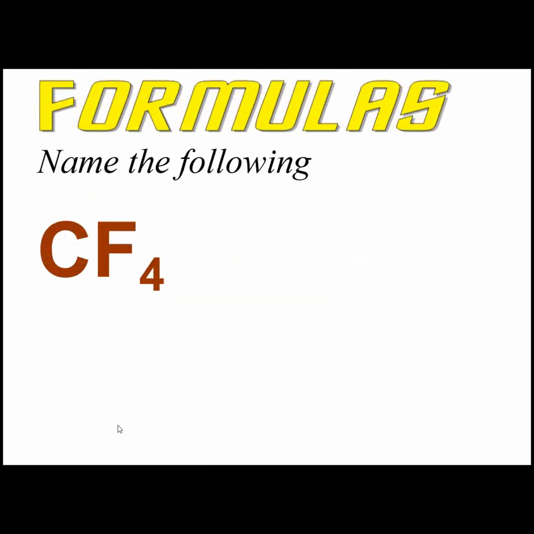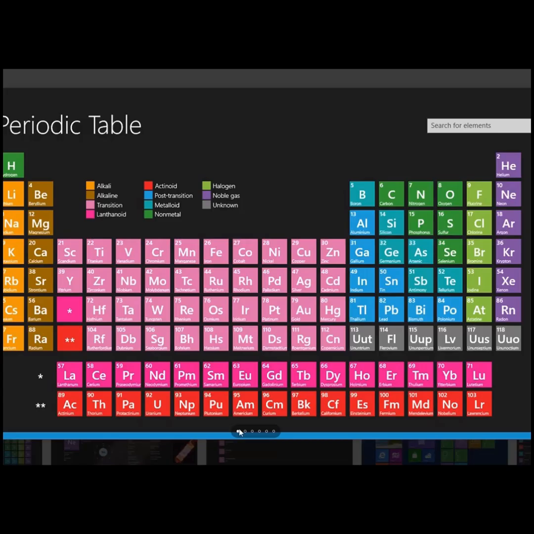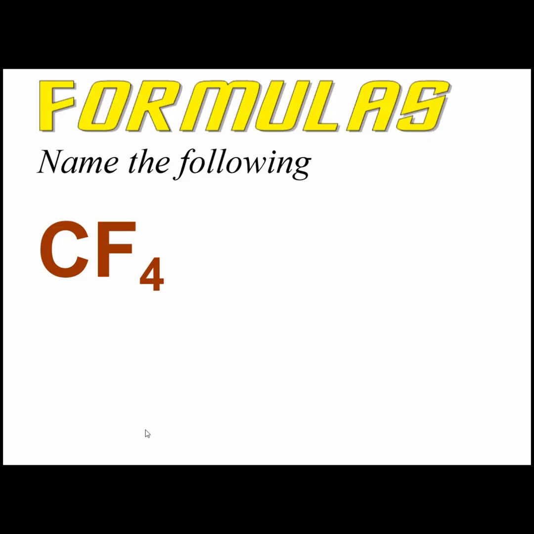So our last formula example is CF4, carbon and fluorine. So if we look at our periodic table, both carbon and fluorine are nonmetals. Therefore, this would be an example of a covalent compound. We would need to use the Greek prefixes. The prefix for 4 is tetra, so this would be carbon tetrafluoride.